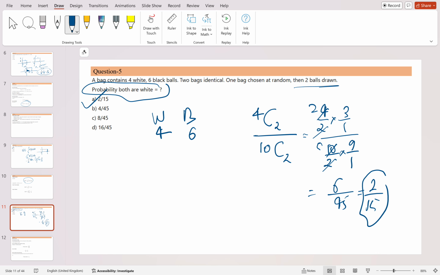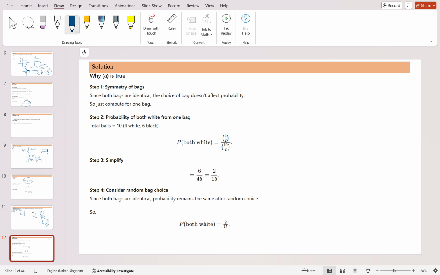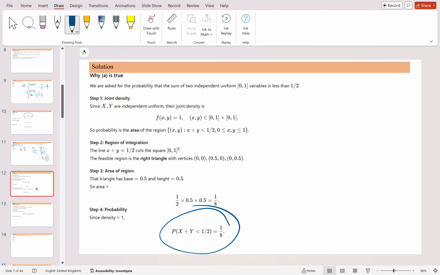So this is simple. You have to draw two balls randomly, and then draw from the overall bags, that is 10C2. So the probability is 2 by 15. Correct answer. Let's move forward. Try to solve this problem.